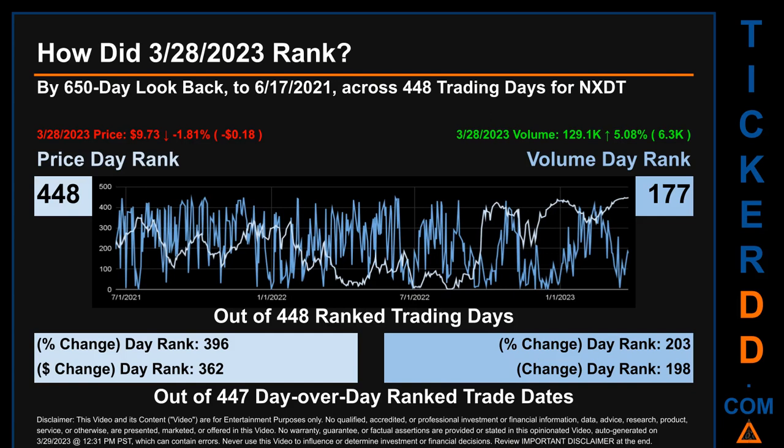The line graph overlays price and volume's daily ranking, as shown respectively in light versus dark blue, across those target days' trading days. In this view, essentially the dips are good whereas the spikes are bad. The price's day-over-day percentage change, dropping minus 1.81% on March 28, 2023, had a day rank of 396 while its dollar difference of minus 18 cents had a rank of 362 when compared day over day across 447 trading days. Volume's percentage change and difference were ranked respectively at 203 and 198.